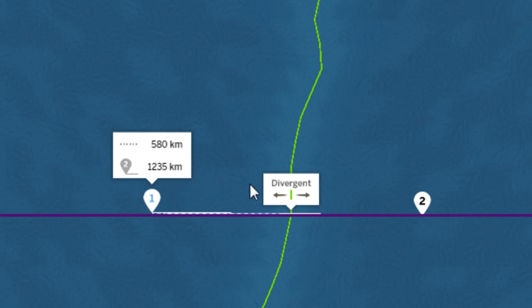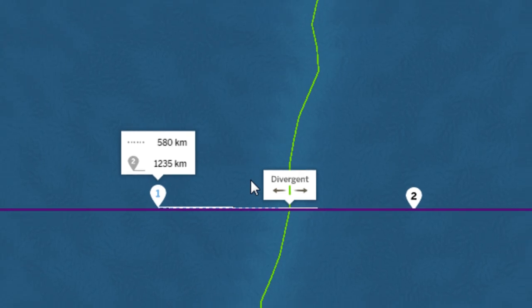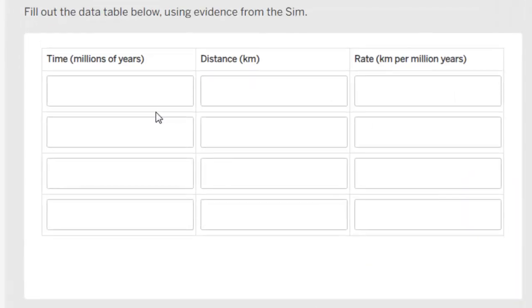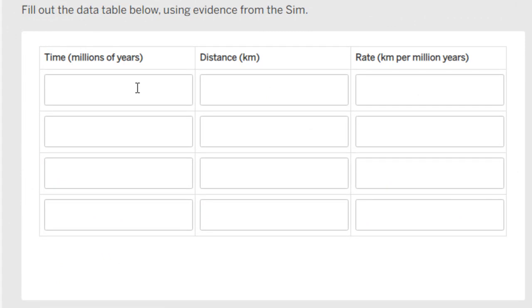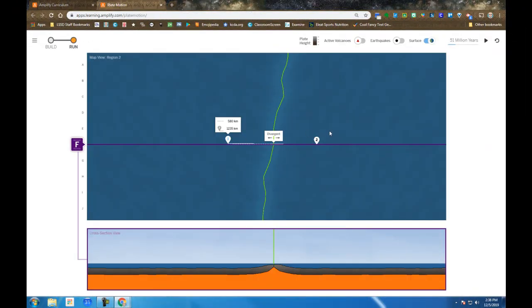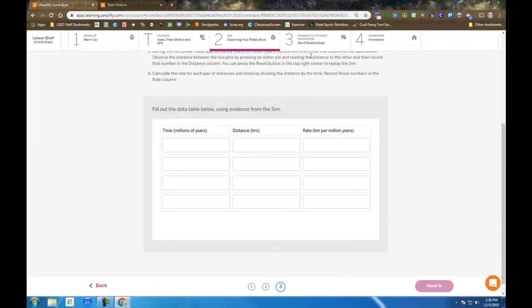Your job is to then record that in the table back in the lesson, which is on the third screen. So I pop back here. Time, millions of years. In this case, it would be 50 million. Actually, on my map, it's 51. The distance, 580 kilometers. And then I'm going to do some division to determine how many kilometers per million years that travels. And I'm going to do that for four samples in my model. Once you've done that, make sure you hand that in.